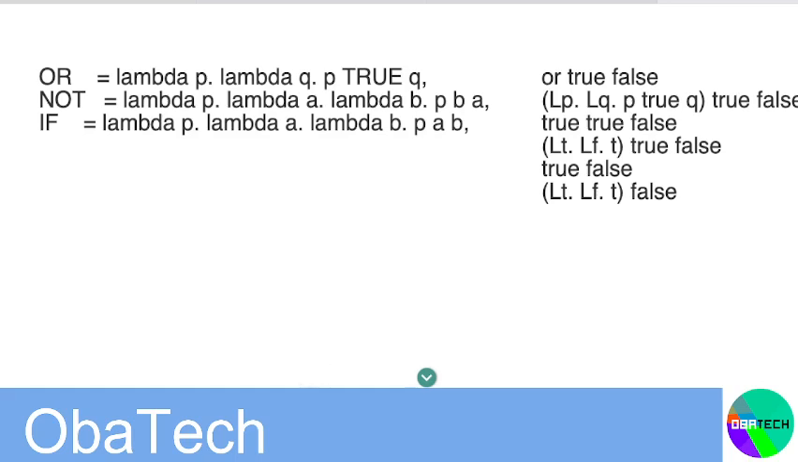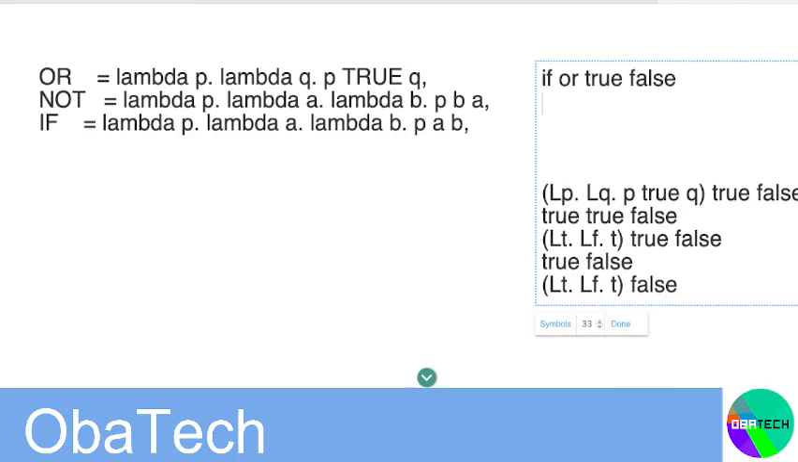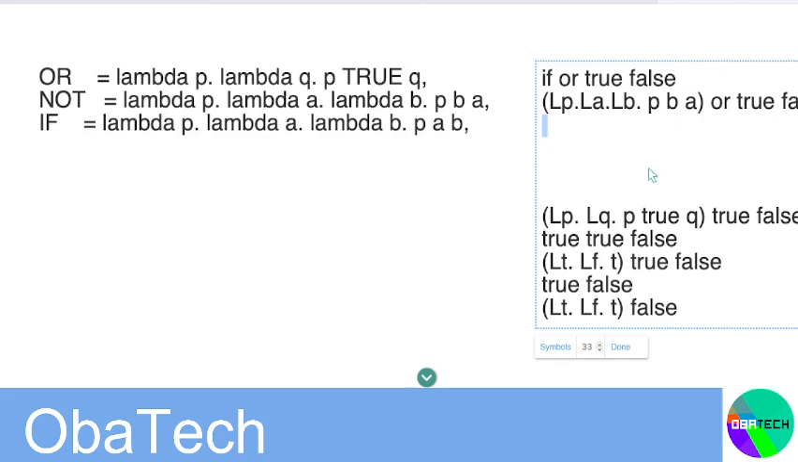But if you want this to work, we're going to need a special if function. So it's supposed to be if OR true false. That doesn't go, sadly. Okay, so the if function is λp.λa.λb.p b a. OR true false.